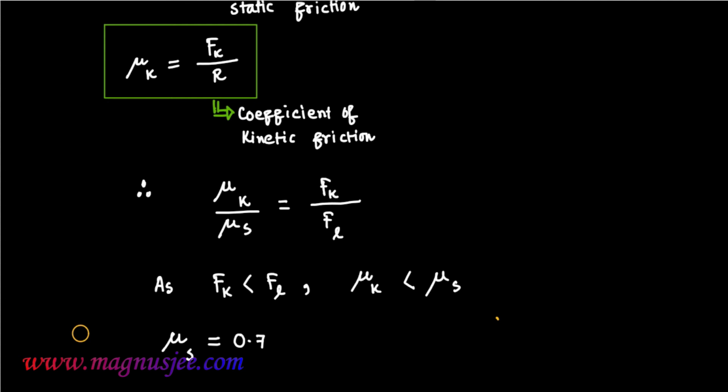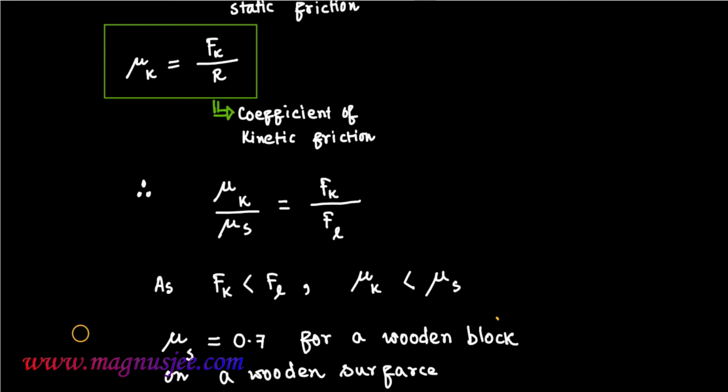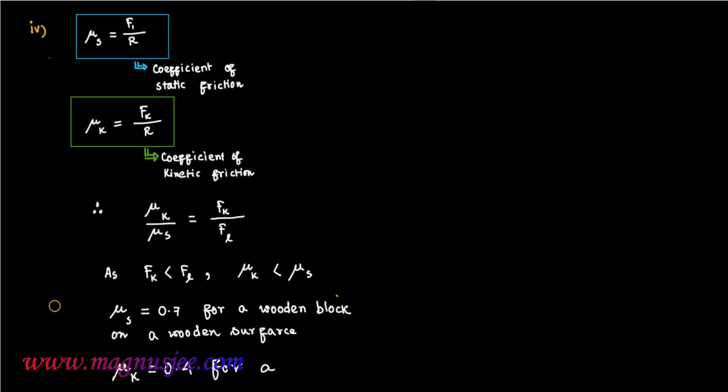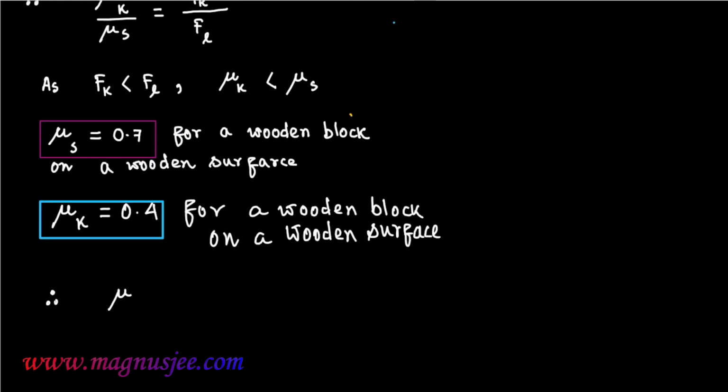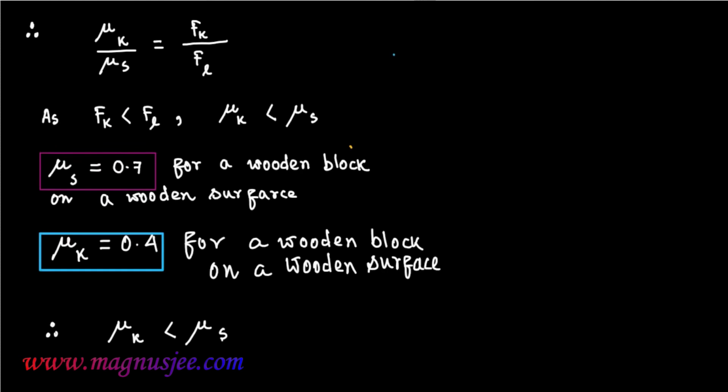μs equals 0.7 for a wooden block on a wooden surface. Also μk equals 0.4 for a wooden block on a wooden surface. μk equal to 0.4 means the coefficient of kinetic friction μk is 0.4, and μs equals 0.7. Hence we can say that μk is less than μs.